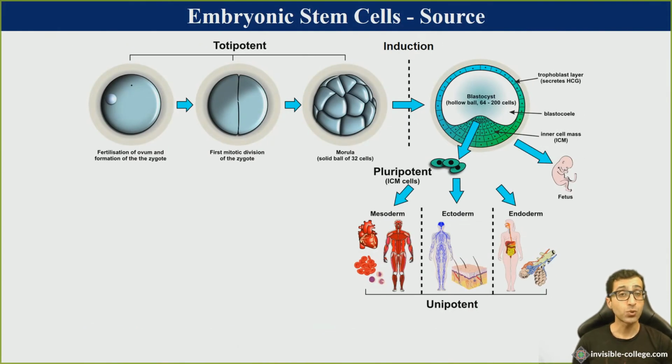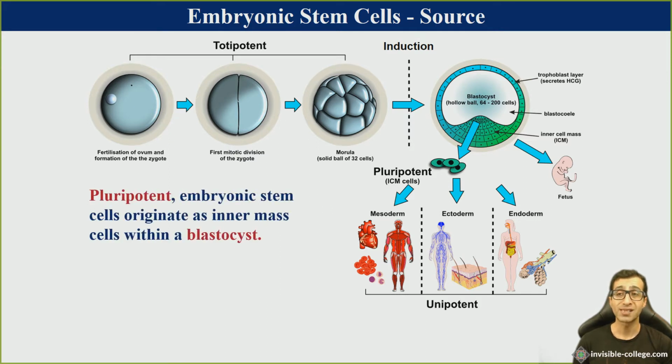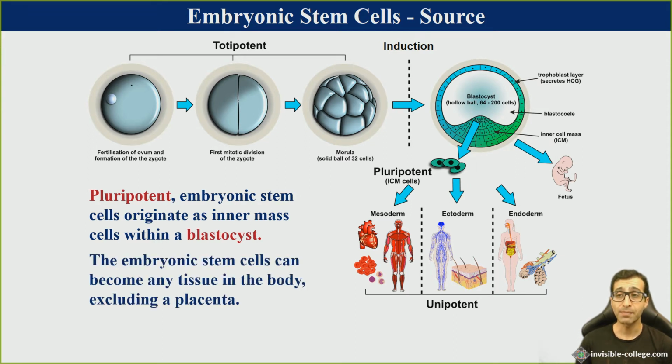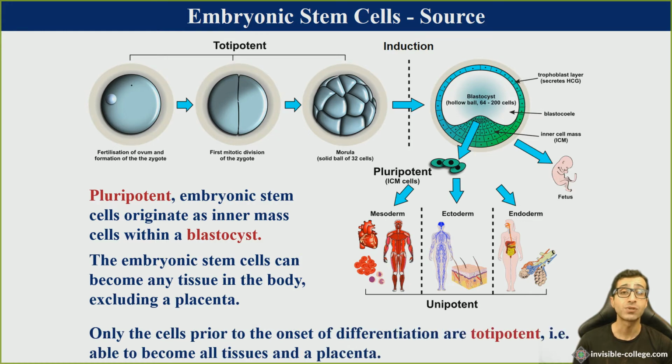Another potential source is the embryonic stem cells. Now, pluripotent embryonic stem cells again originate as the inner mass cells within the blastocyst. Now, the embryonic stem cells can become any tissue in the body, excluding a placenta. So only the cells prior to the onset of differentiation are totipotent, in other words, able to become all tissues and a placenta.